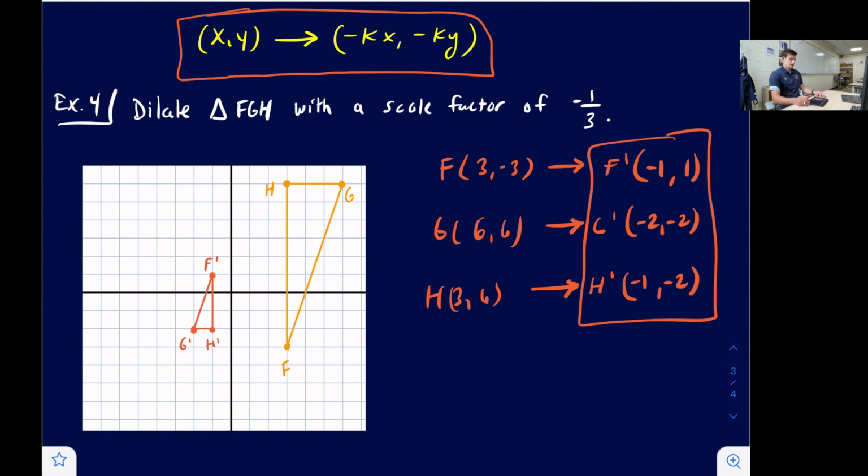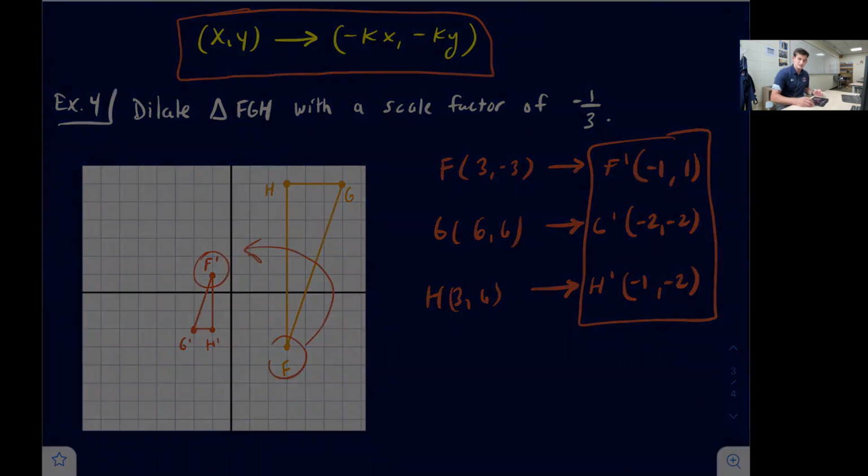And that looks pretty good, right? So we have a reduction by the scale factor of 1/3, so our shape got smaller. And we have a rotation, right? So all of our points, right? F was at the bottom of our shape, now it's at the top of our shape, right? So we had a 180 rotation, and we end up with our final shape. And that is how you dilate shapes in geometry.